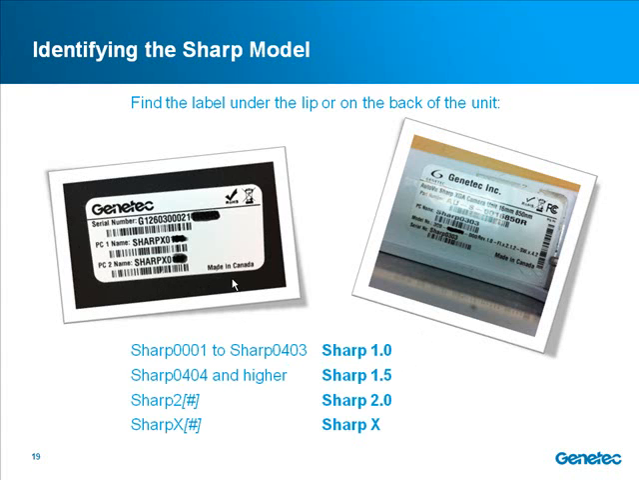For the Sharp XGA models, if the PC name is between 1 and 403, it's a Sharp 1.0. If it's 404 and higher, it's a Sharp 1.5. And if the number starts with a 2, it's a Sharp 2.0. Similarly, the Sharp X PC names are defined as Sharp X with a number after that.